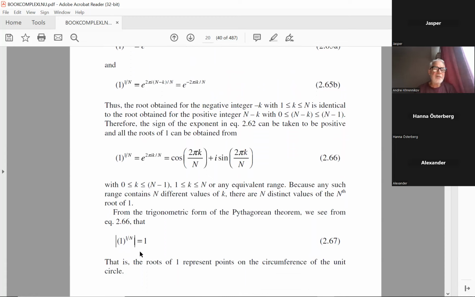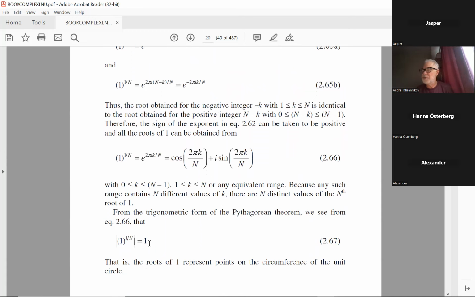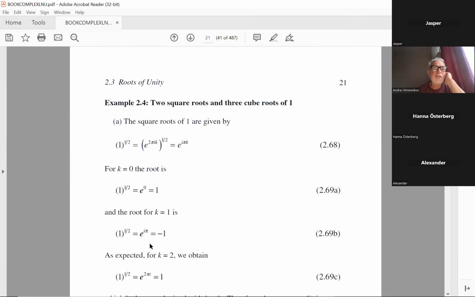What is the absolute value of this root? It's of course 1. So all the roots, it's very important. And your intuition should be with this, that all roots from 1 are on the unit circle. So the n points on the unit circle. One of them is just on the real line. So all roots from 1 are on the unit circle.